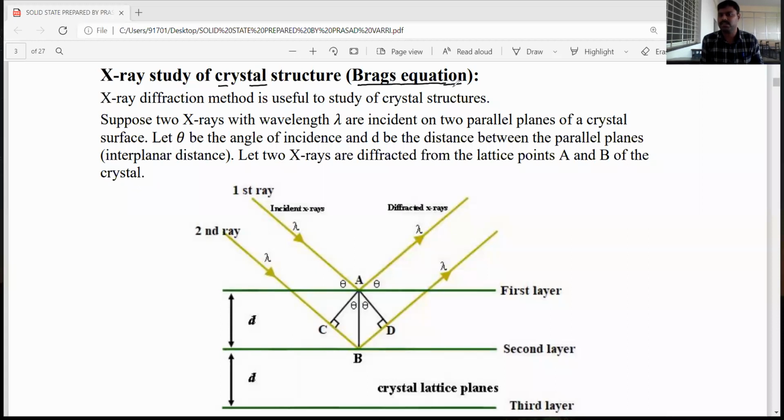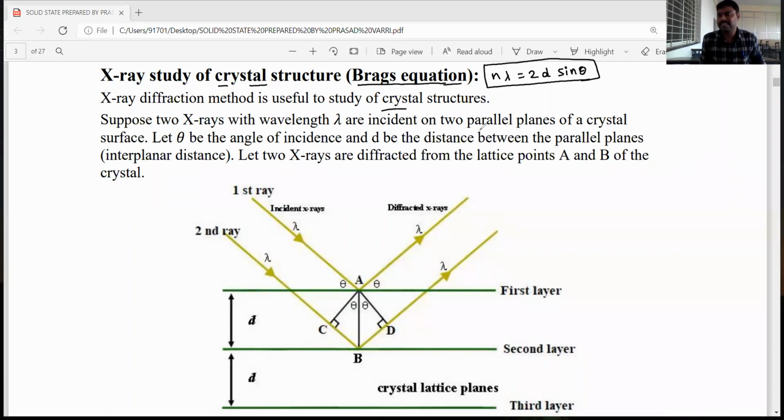What is Bragg's equation? This equation we have to remember. Bragg's equation is n lambda equals 2d sine theta. This equation is very important. How this n lambda equals 2d sine theta came about, that we have to explain now. Dear students, the X-ray diffraction technique is useful to study crystal structures.